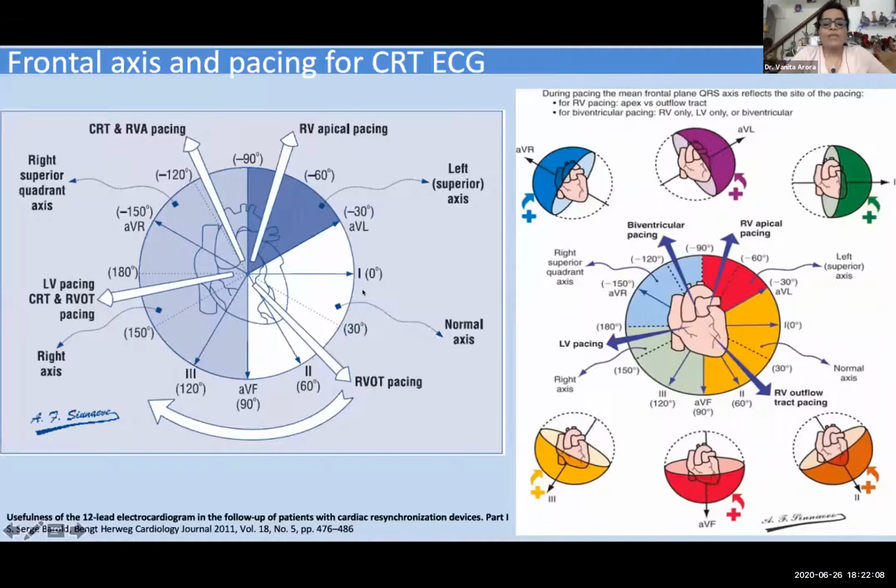Now, more and more pacing is being done in the right ventricular outflow tract. Hence, once we have either a CRT with RVOT or LV pacing alone with the RVOT pacing, the shift is occurring towards the right inferior quadrant. So it is important to know that this shift of axis is actually because we have changed the placement of the leads and the algorithms that we are working on, which work towards the fusion of the QRS rather than only the standard CRT that we used to have in the first and second generation.